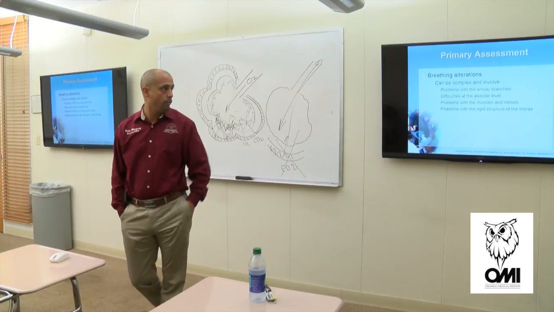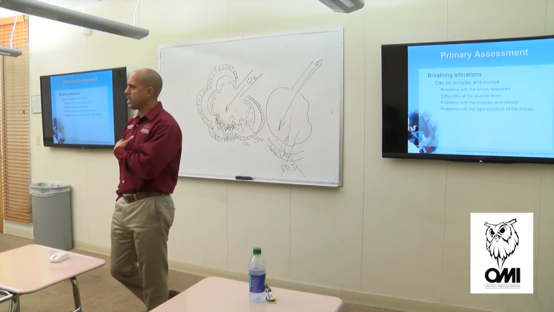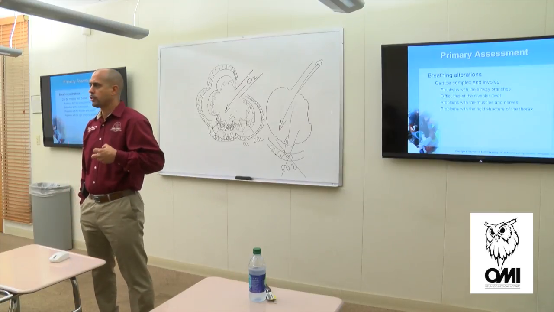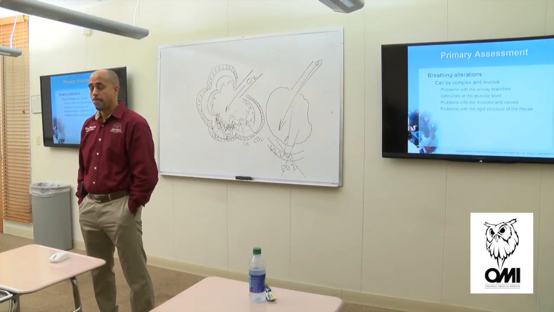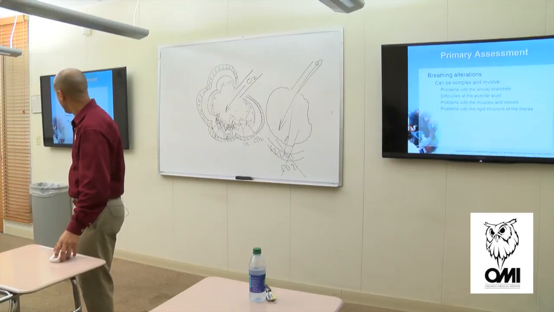All right, problems with rigid structure of the chest. When the chest is rigid or the muscles are not as pliable, what's going to happen to the adequacy of chest rise? It's going to decrease. So now we have problems there. It can alter your breathing.